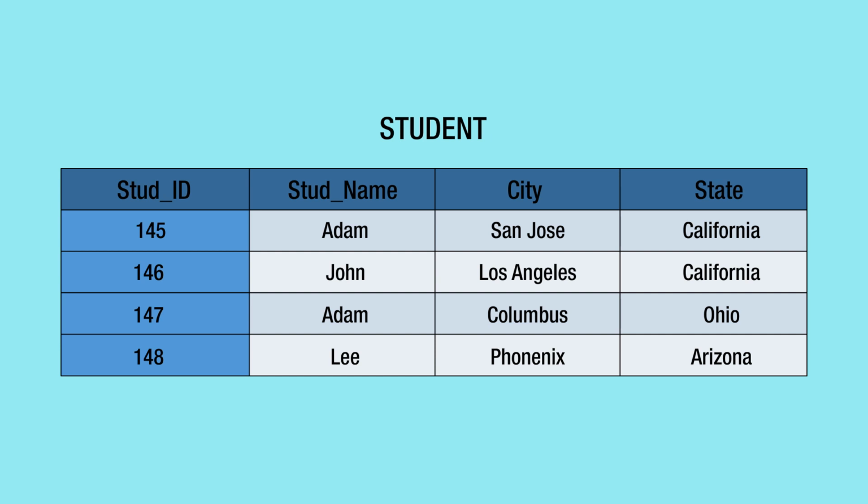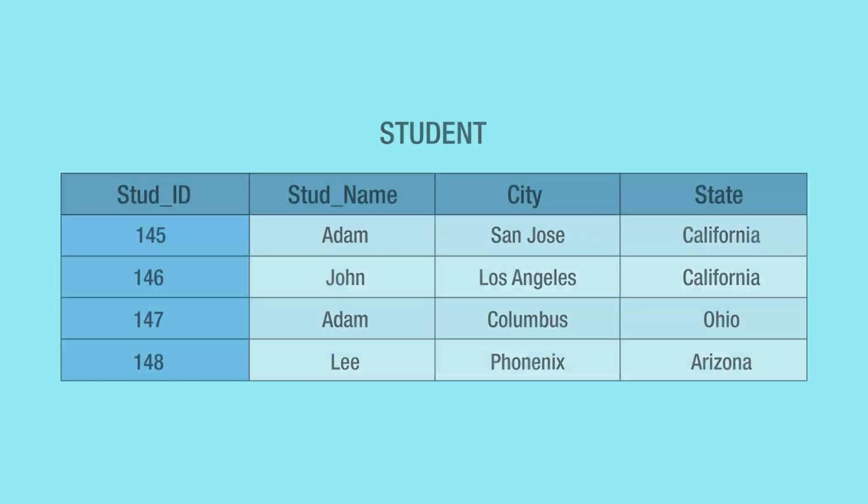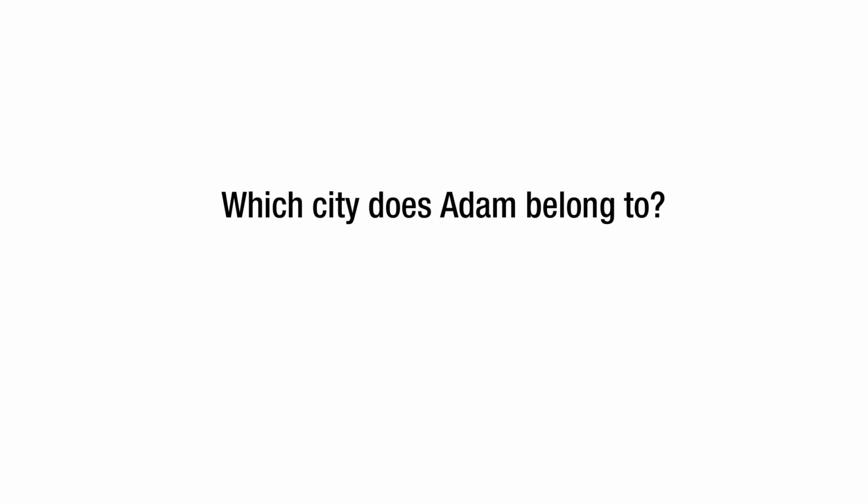Now, let us take an example of a student relation. This table has student ID, student name, city, and state as its attributes. Suppose I ask, to which city does Adam belong? Will you be able to answer this question? No, right? Because there are two students with the same name, Adam. And also, you do not know which Adam's city has been asked. In such cases, we need to have some unique field which can determine the city of Adam.